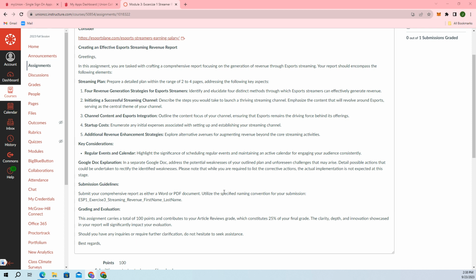So, key considerations: highlight events in the calendar. Highlight the significance of scheduling regular events and maintaining an active calendar for engaging your audience. I think we all know that consistency in streaming seems to matter, whether it's YouTube or other streaming platforms. People that are doing it full time usually have more followers than people who do it irregularly.